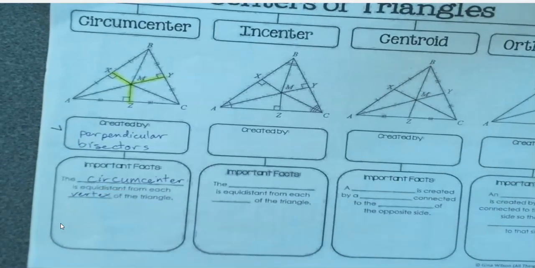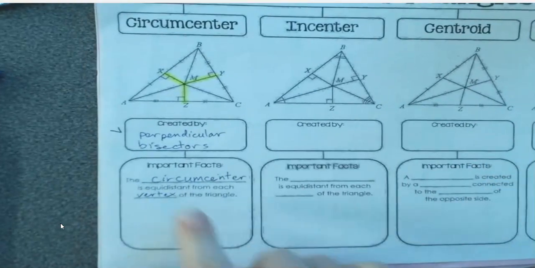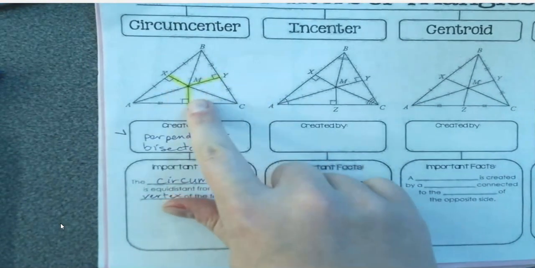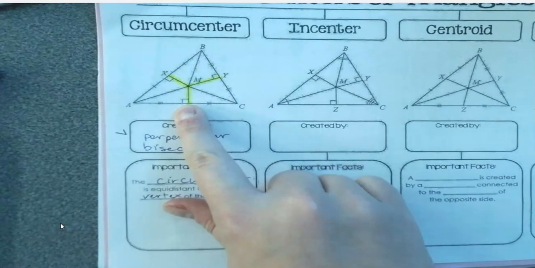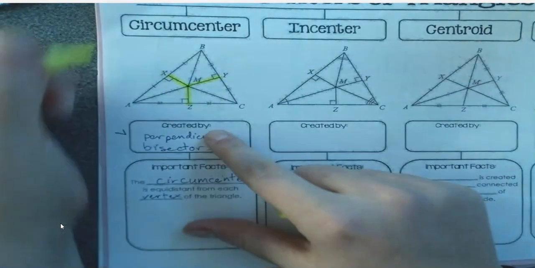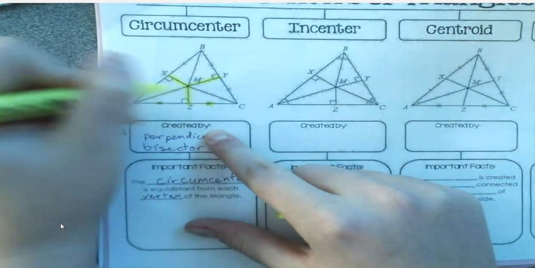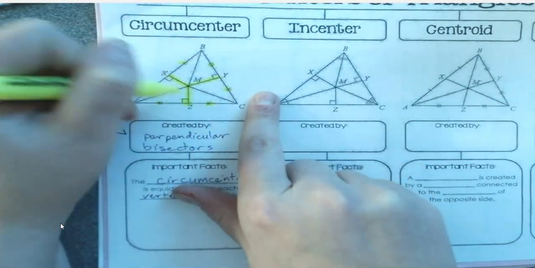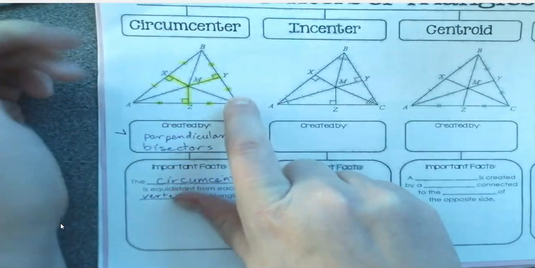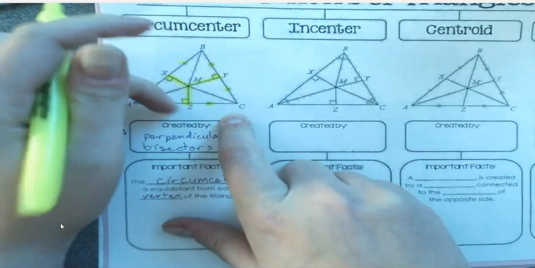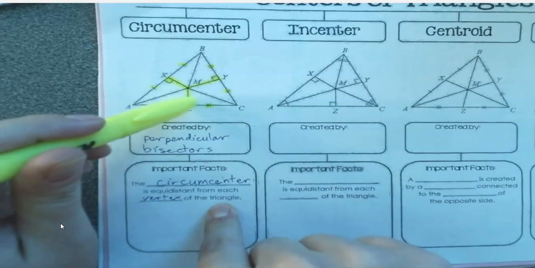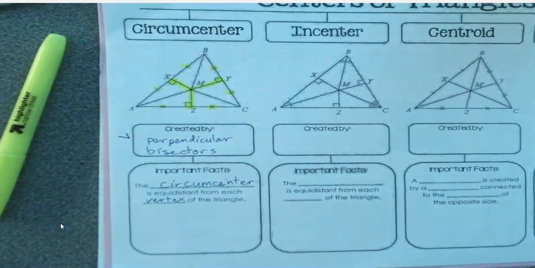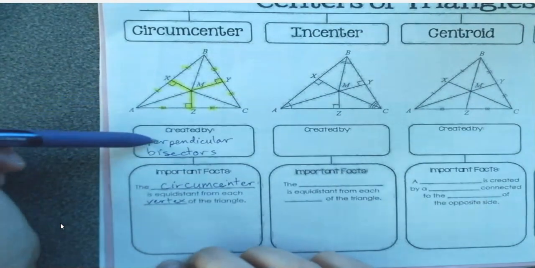So the circumcenter is equidistant from each vertex. That's honestly not really that big of a deal. Things that you need to know that you're identifying is the fact that these are perpendicular bisectors, meaning they cut the line in half. So you're going to see these right angles, and you're going to see these congruent symbols because this is the midpoint. So like X, Y, and Z is the midpoint of the sides of the triangle because perpendicular bisector.